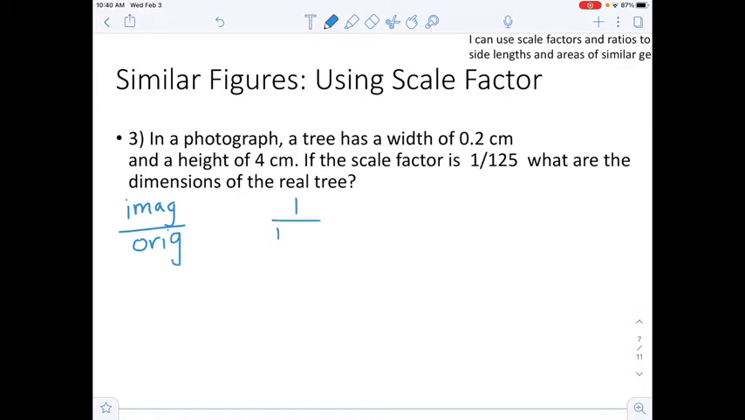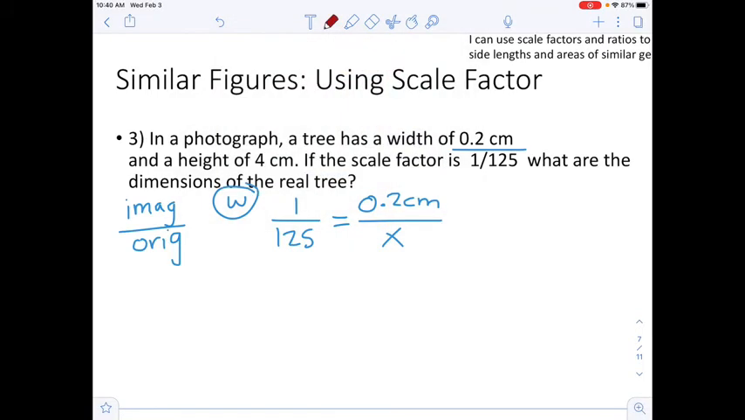And I'm going to use my scale factor here of 1/125 and set up a proportion. And let's do the width first. Okay, so I'm going to start with the width. 0.2 centimeters, and that's in the picture. So that's the image. That's not the original tree. So I'm going to do 0.2 centimeters on the top. And we're going to solve for what the actual width of the tree is.